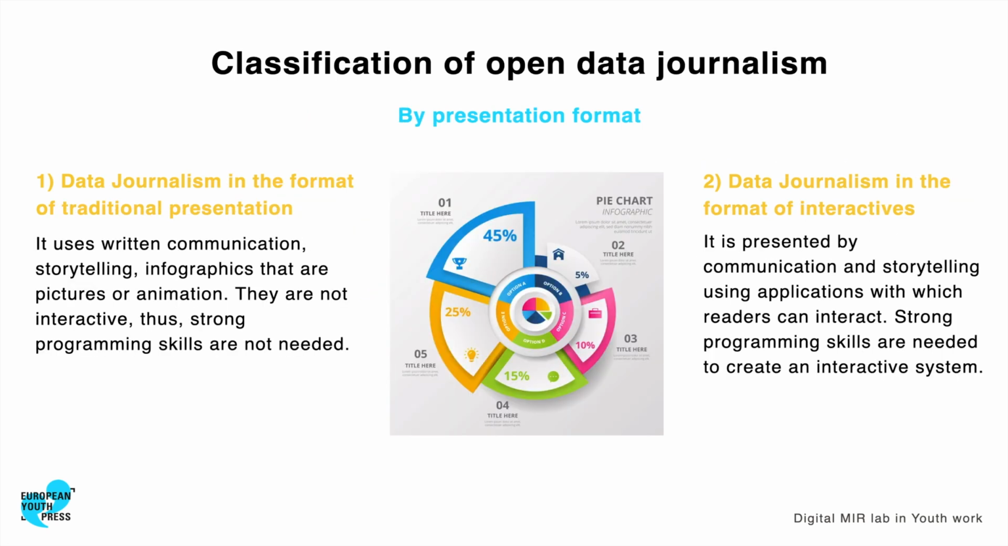Finally, open data journalism is classified by presentation format into traditional presentations and interactives. This approach focuses on data processing for presentation. This is the last step in data journalism that will help the recipients to understand the data in a very convenient way. Traditional presentation uses written communication, storytelling, and infographics that are expressed in traditional pictures or even animation that is not interactive. In this case, there is no need for a journalist to have programming skills.